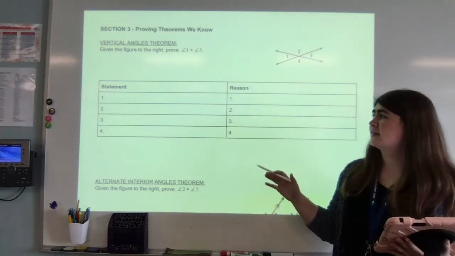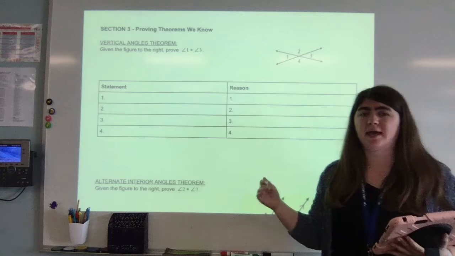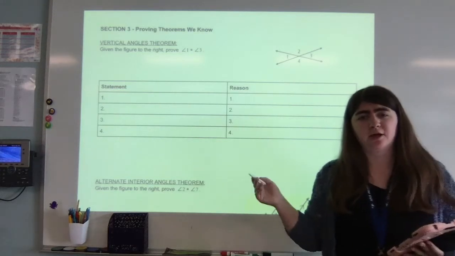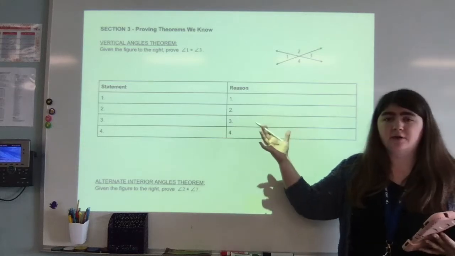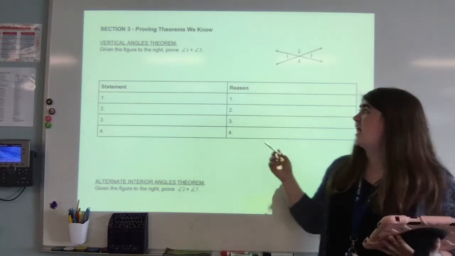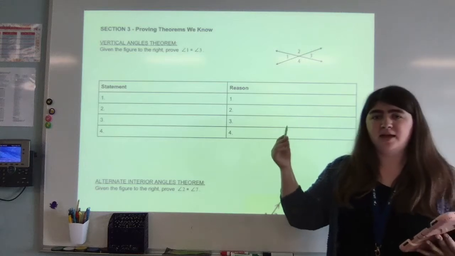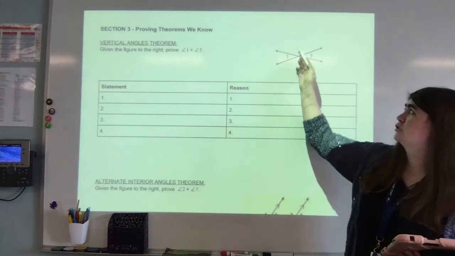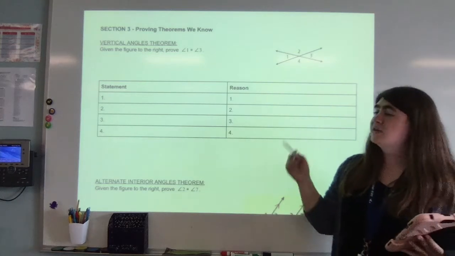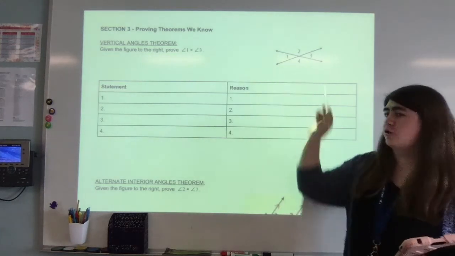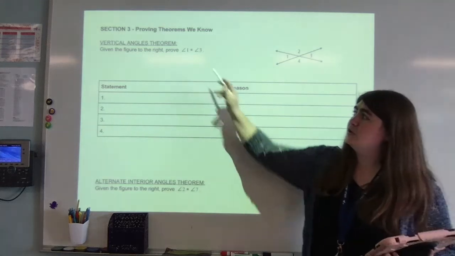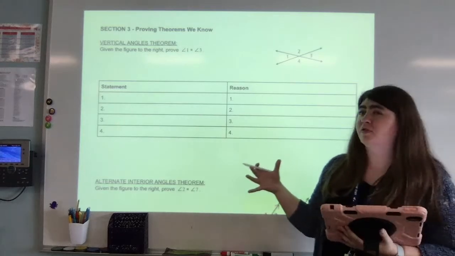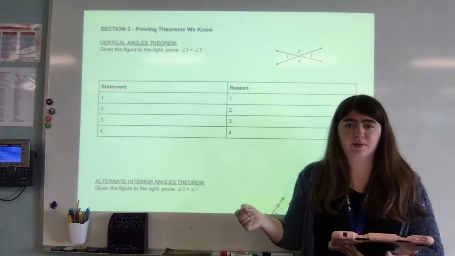Alright, we're going to take a look at this proof here for the vertical angles theorem. It says, given the figure to the right, prove that angle 1 is congruent to angle 3, which is what the vertical angles theorem says. The vertical angles theorem says that non-adjacent angles on opposite sides of the intersection are congruent. So 1 and 3 and 2 and 4 would be our options there. Today we're trying to prove that angle 1 and angle 3 are congruent. And you can't use this theorem to prove it, because we have to prove that we can even use that theorem in the first place.